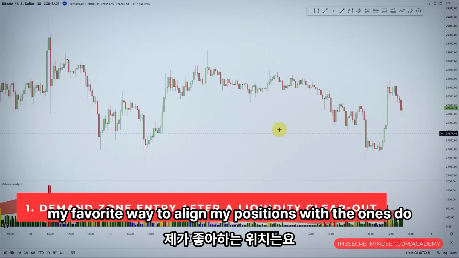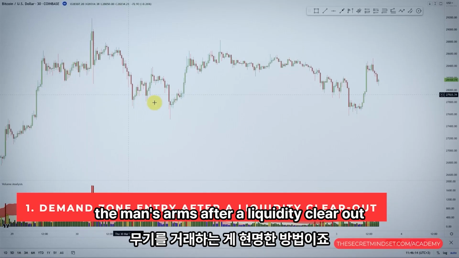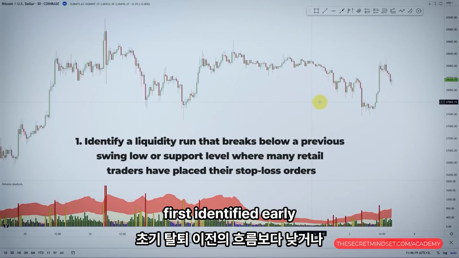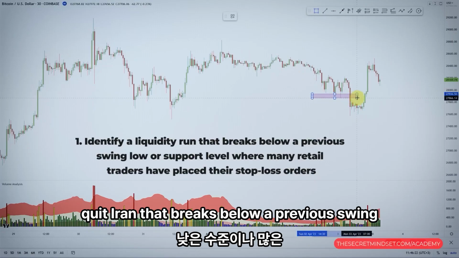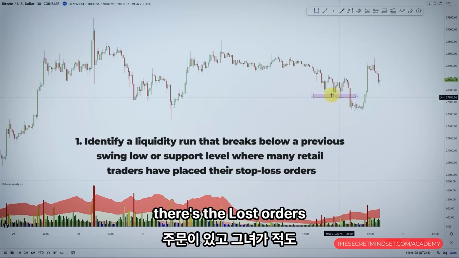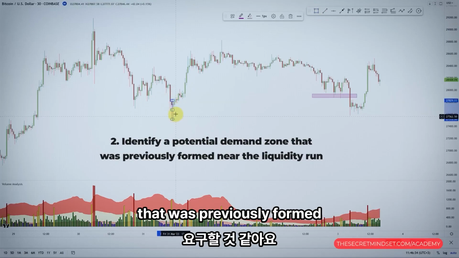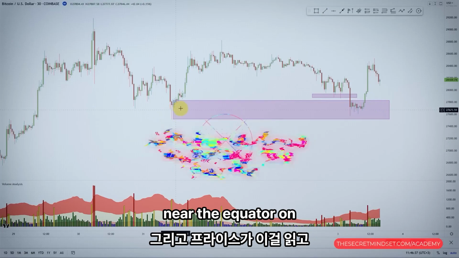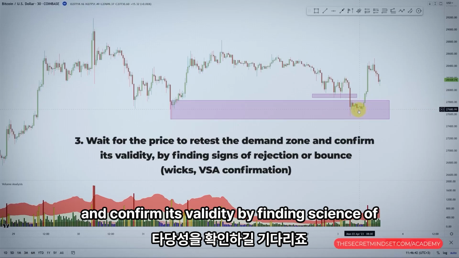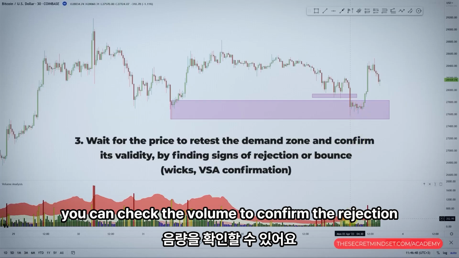My favorite way to align my positions with the ones of smart money is to trade the demand zones after a liquidity clearout. You need to follow these steps. First, identify a liquidity run that breaks below a previous low or below a support level where many retail traders have placed their stop loss orders. Then, identify a potential demand zone that was previously formed near the liquidity run. Then wait for price to retest the demand zone and confirm its validity by finding signs of rejection or bulls. Here you can check the volume to confirm the rejection.